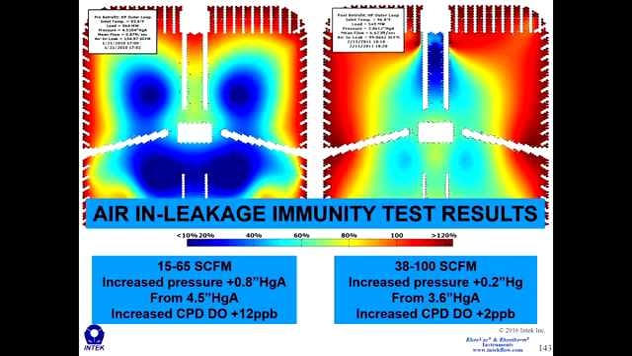And the baseline condenser pressure was lower at 3.6 inches. Also notice that the condensate dissolved oxygen was much, much less for this even larger increase in air in-leakage, because we've essentially confined the air to a much smaller space within this condenser. It's much more immune to air in-leakage.